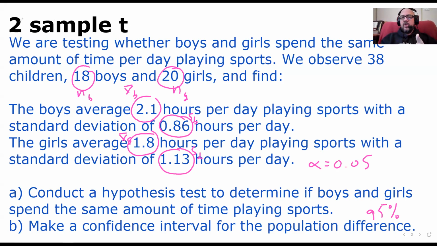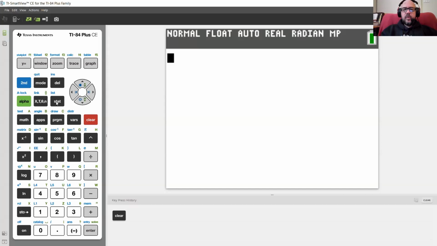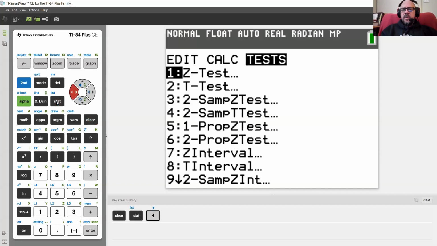They're dependent samples in paired. But this is what your calculator calls it, so this is what I'm opting to call it: 2 sample T. This is where the samples are independent of each other. The boys and the girls, one boy is not particularly related to one girl. So I'm going to go to stat, tests, and 2 sample t-test, this guy right here.